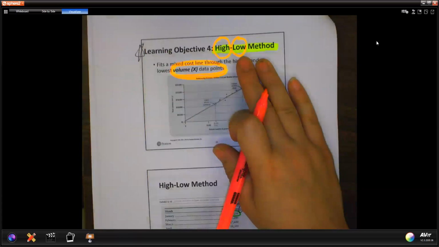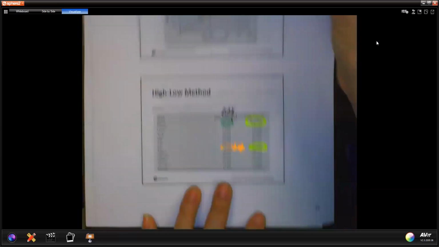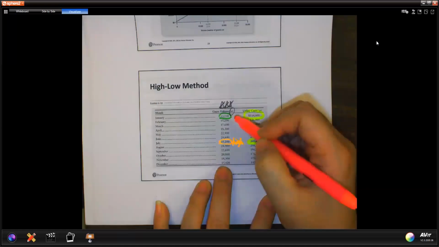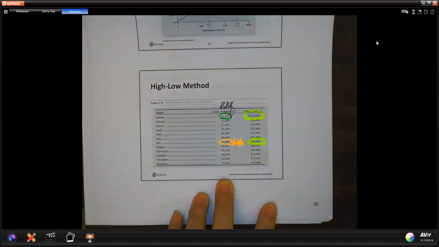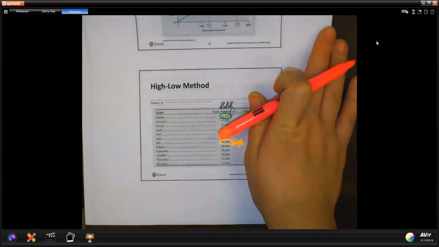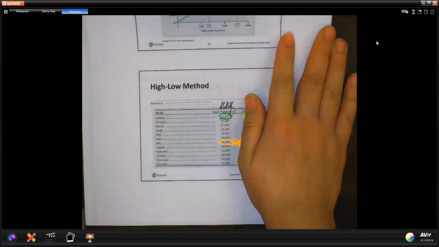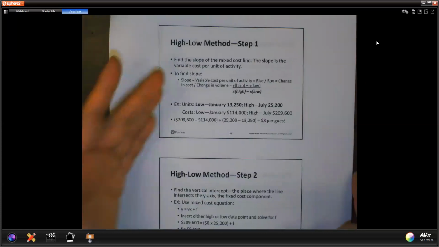When we talk about high and low, we talk about high and low volume. We talk about the X, the cost activity. It's not the dollar amount. High and low is high and low X. It has nothing to do with your dollar amount. Your Y is the dollar amount, and we don't look at that. We look at high and low activity. Make sure that's the key word. That's the key part.